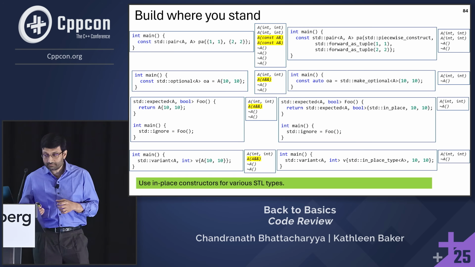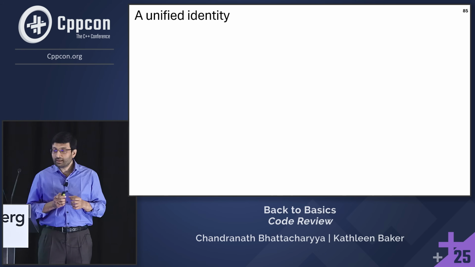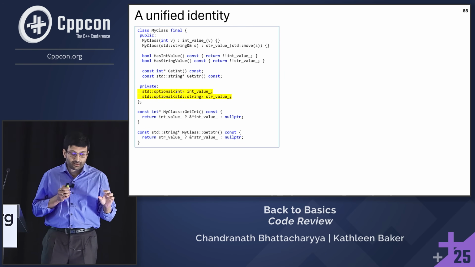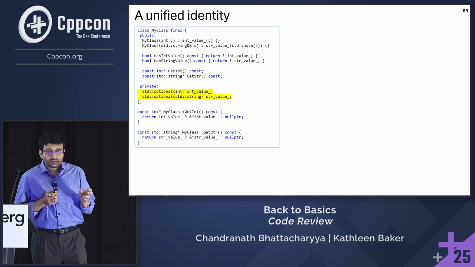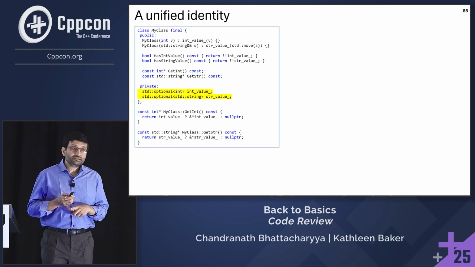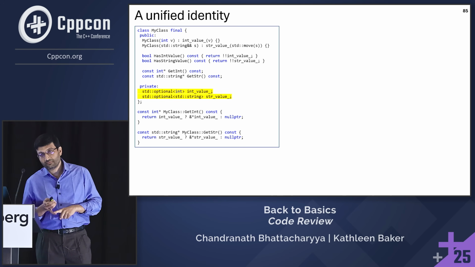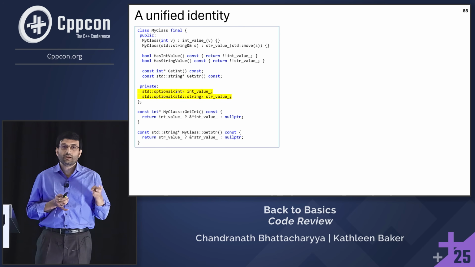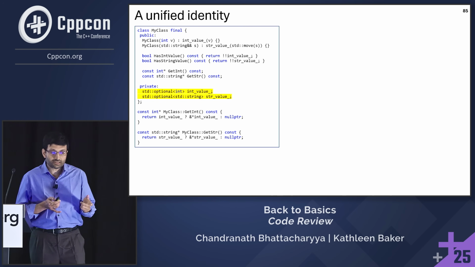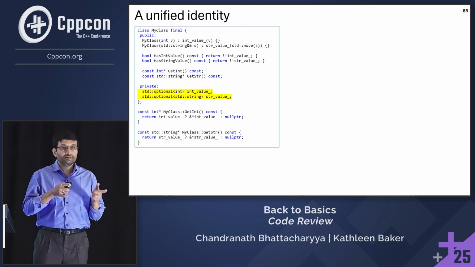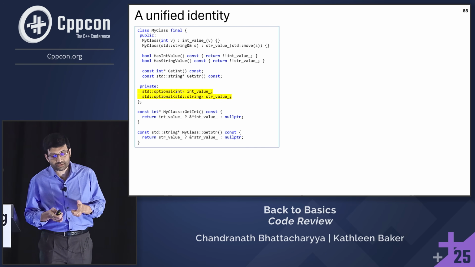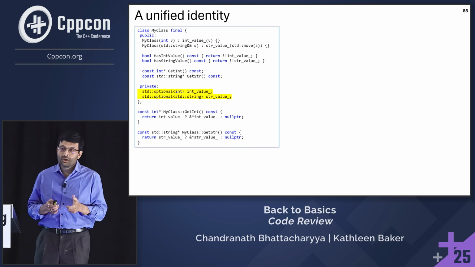Moving on to the next example. A unified identity. There is a lot of code over here, but I've highlighted the important parts. My class can either represent an integer or a string. For this purpose, it's storing both of those as separate optional member variables. It has two constructors: one takes an int, which initializes the int optional, and the other takes a string and initializes the string optional. So how can this be made better?